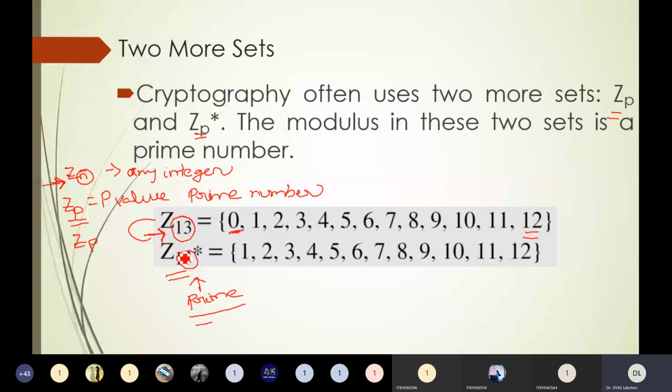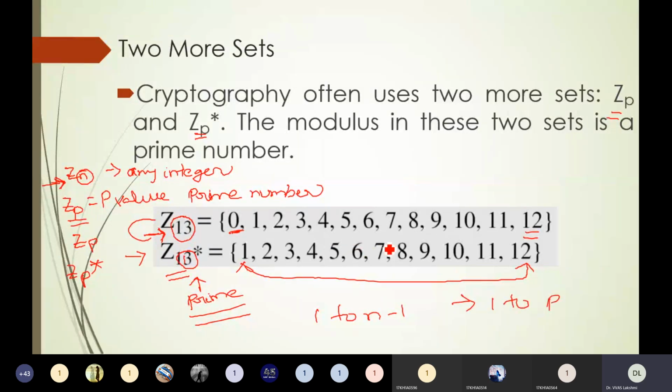13 is a prime number. That's why this set is known as Zp star, instead of Zn star. Here also the values are 1 to p minus 1. Instead of writing the formula 1 to n minus 1, we are going to write the formula 1 to p minus 1. So these are the two more sets which are available in cryptography.